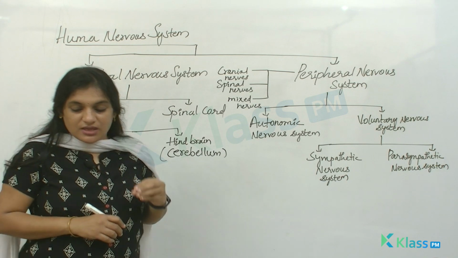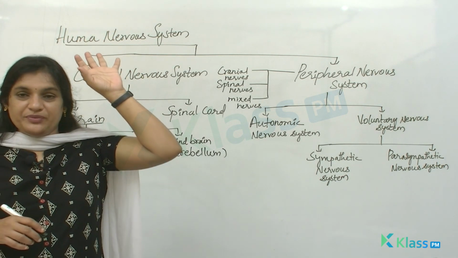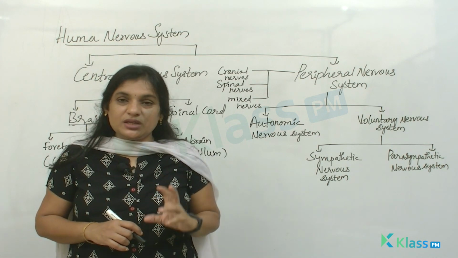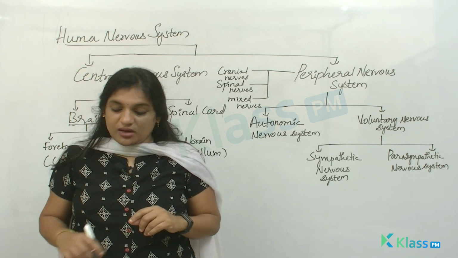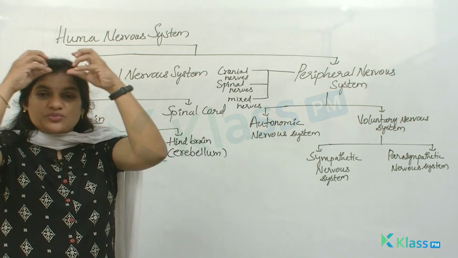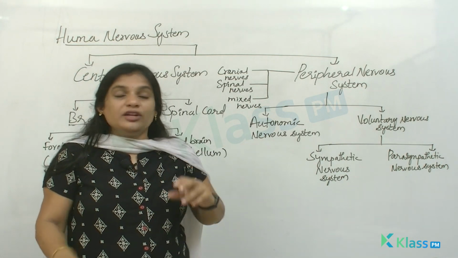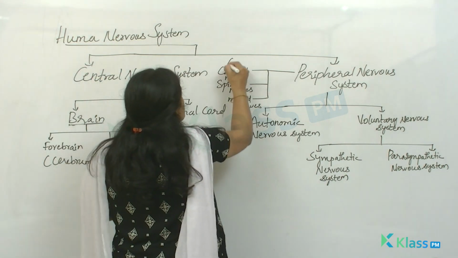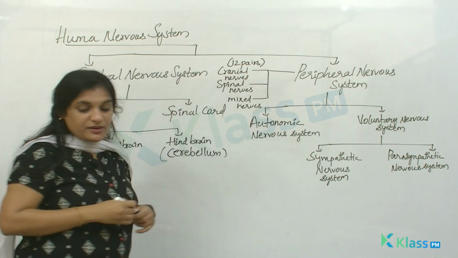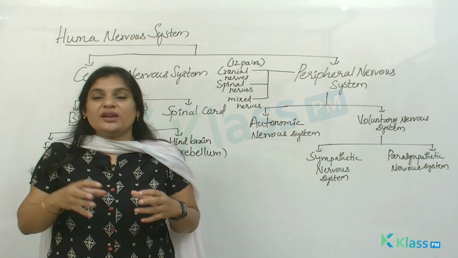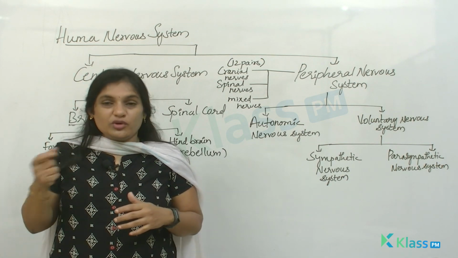The cranial nerves, as I've told you, the name itself indicates that they arise from the brain. That's the reason they are called cranial nerves, and they are spread to various parts of the head. The number of cranial nerves is 12 pairs. There are 12 pairs of cranial nerves in the peripheral nervous system, which carry the information both to the sense organs and to the motor organs.